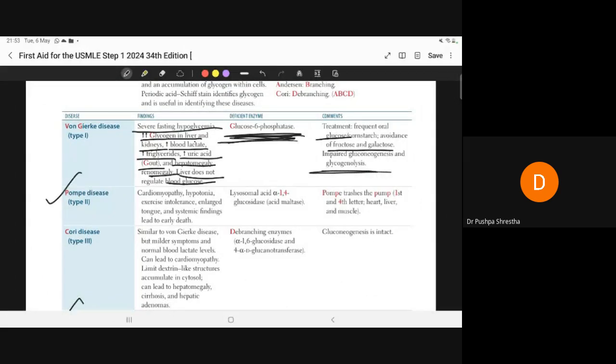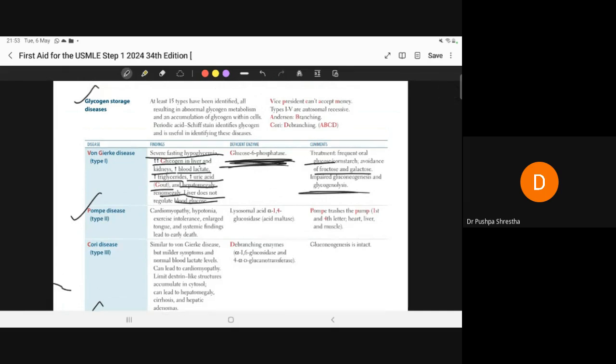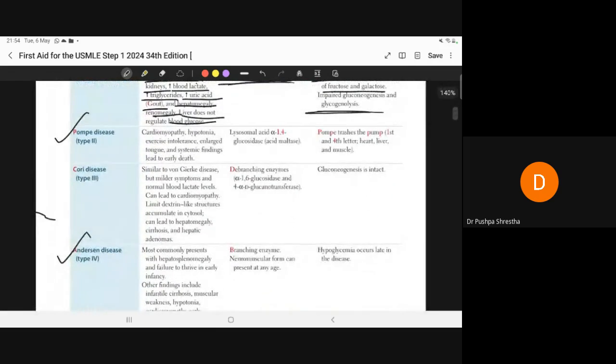Then you have Pompe's disease. In Pompe's disease, you have the lysosomal acid enzyme I just mentioned. In your lysosome, you also store some form of glycogen. A deficiency of this enzyme leads to Pompe's disease. You can remember it's Pompe, so it pumps, so it's related to the heart. It leads to cardiomyopathy, and if you cannot pump, you cannot supply the blood. You can see hypotonia and exercise intolerance, which is very obvious, again because your heart cannot pump very well. Enlarged tongue is very unique. You just have to remember why: because of the deposition of glycogen in these tissues. It can lead to early death because of problems in your heart.